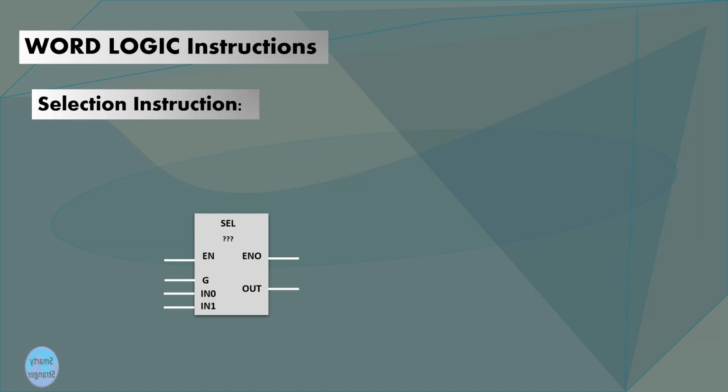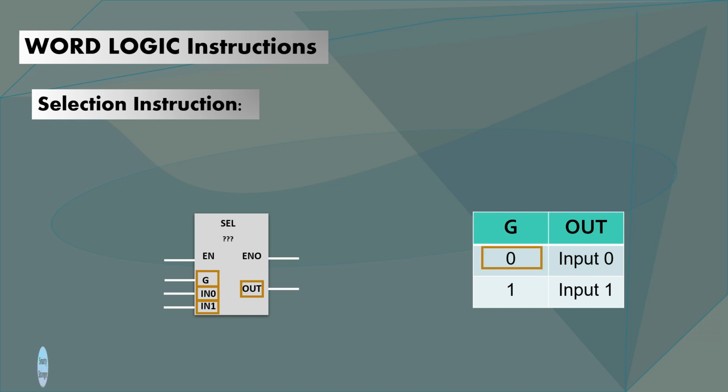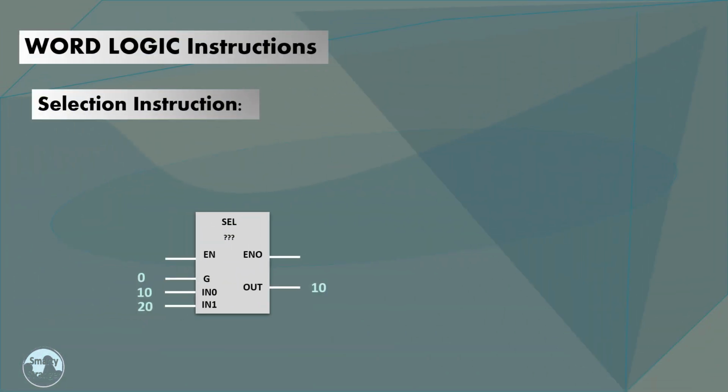This instruction moves the input values from in0 and in1 to the output, according to the input on G pin. If input on G is 0, it forwards the value of input 0 to the output pin. If input on G is 1, it forwards the value of input 1 to the output pin. Consider here signal on G input is false or 0. So it forwards the value of in0 to the output.